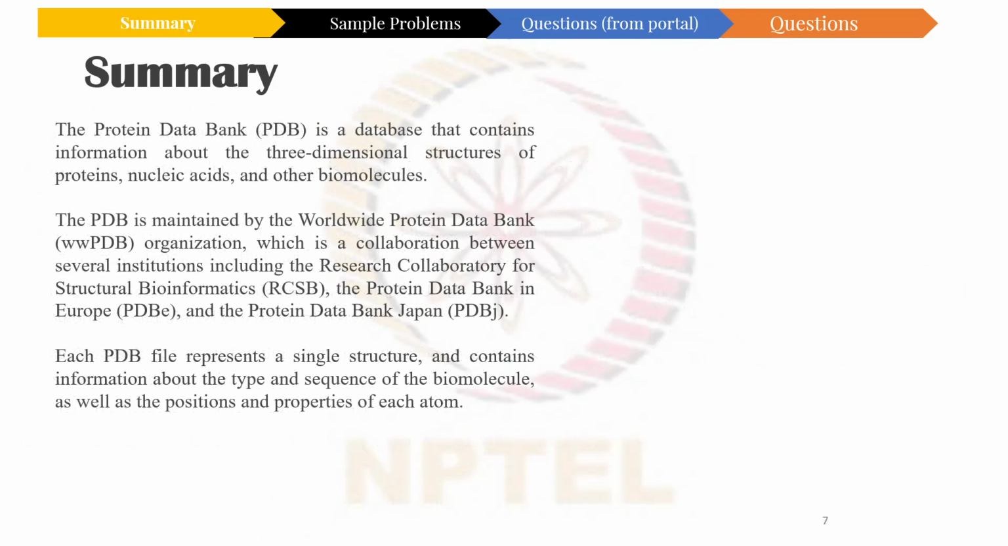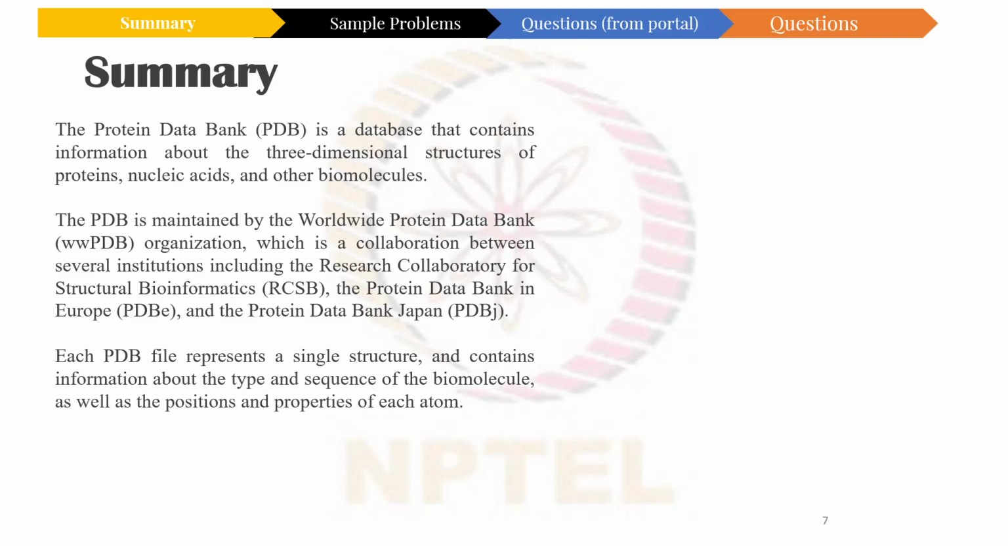Okay, next let me start with the PDB. The PDB is a database that contains information about the three-dimensional structure of proteins, nucleic acids and other biomolecules. Here the PDB is a database that stores the experimentally determined structures of all the biomolecules. So the information source of the PDB is experiments.